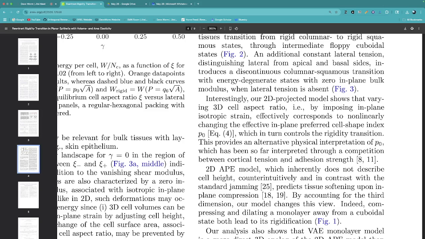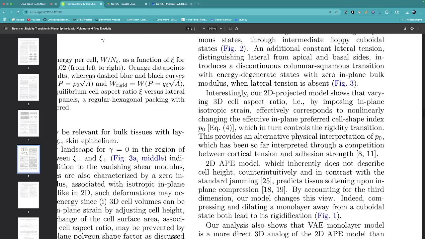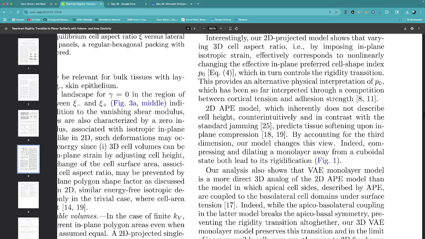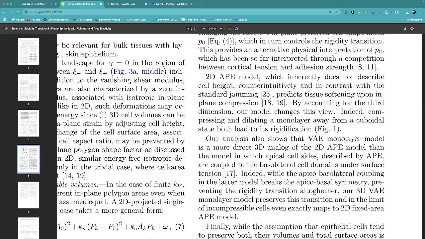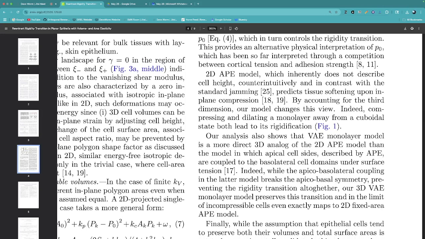And then the 2D model, which inherently does not describe cell height, counterintuitively and in contrast with the standard jamming, predicts tissue softening upon in-plane compression. By accounting for a third dimension, our model changes this view, indeed compressing and dilating a monolayer away from a cuboidal state both leads to its rigidification. So this is where they kind of differ from some of the things in the past. They use this third dimension and they get the same interpretation.